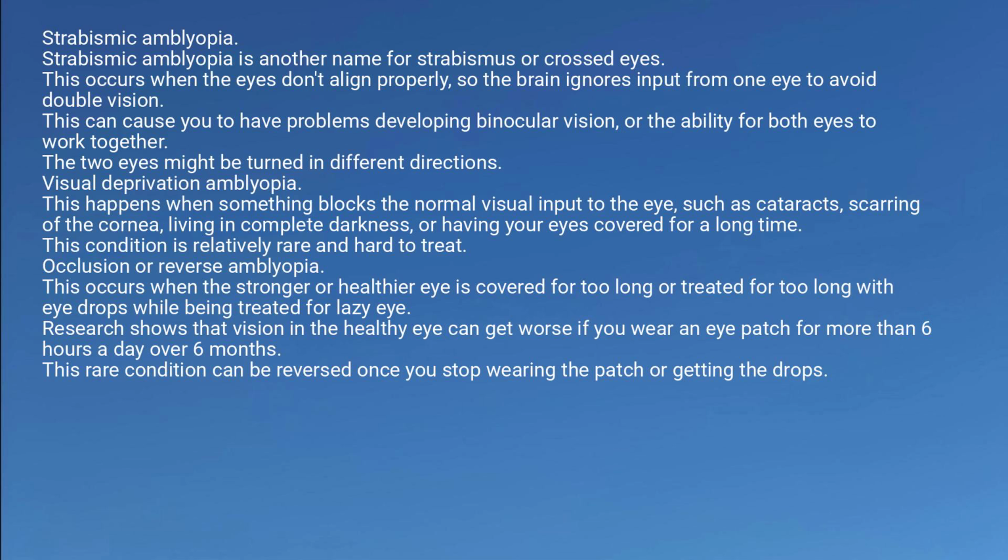Visual deprivation amblyopia. This happens when something blocks the normal visual input to the eye, such as cataracts, scarring of the cornea, living in complete darkness, or having your eyes covered for a long time. This condition is relatively rare and hard to treat.